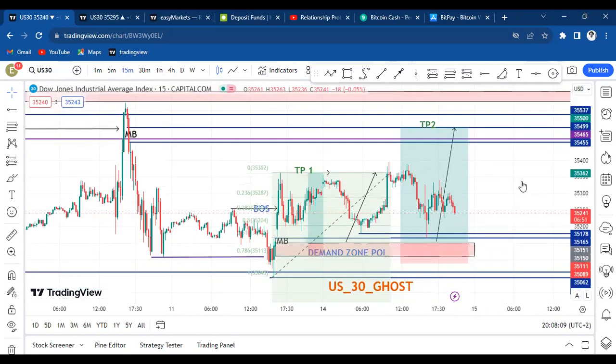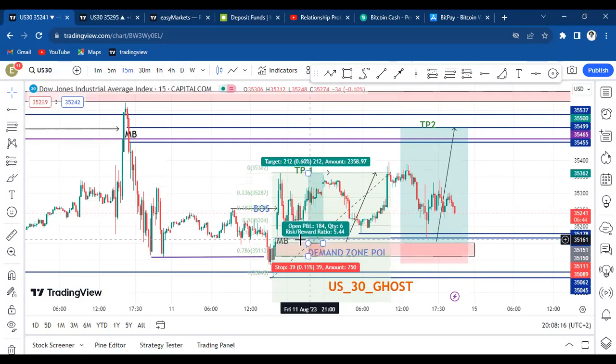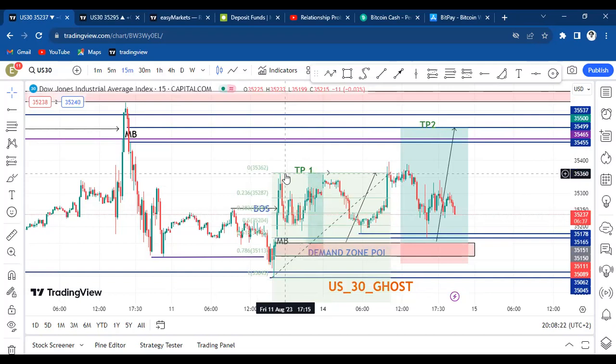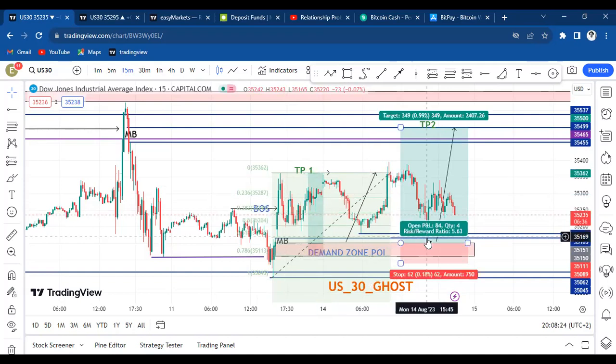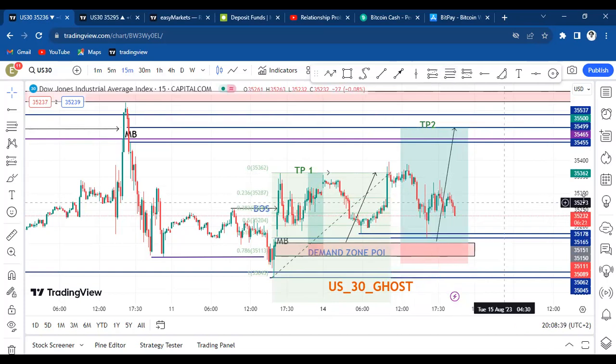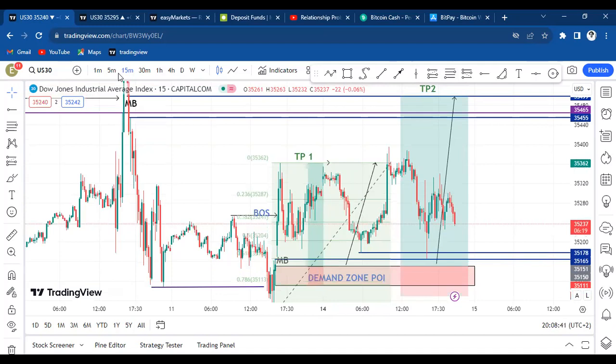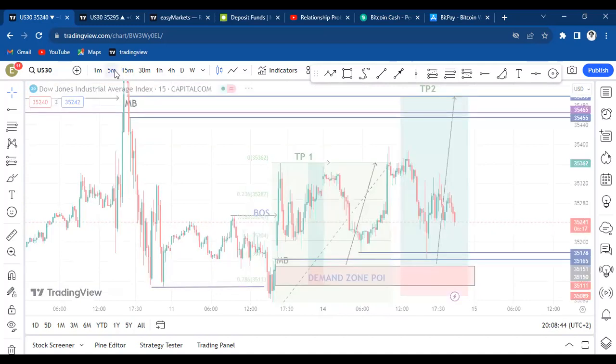Then we decided, okay, we have a demand zone here, which is our point of interest. We have a demand zone here, and our first take profit is this one. This was our first take profit. Then the market comes back to your imbalance. Then what happened? Boom. Short. This is 15 minutes, guys. Let's get 5 minutes. Let me show you this move.